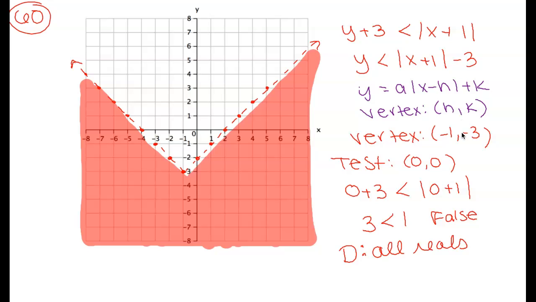My vertex was -1, -3. I test pointed 0, 0. I saw that it was false, so I shaded where 0, 0 wasn't. The domain of an absolute value is always all reals, regardless of whether it's an absolute value equation or an absolute value inequality.